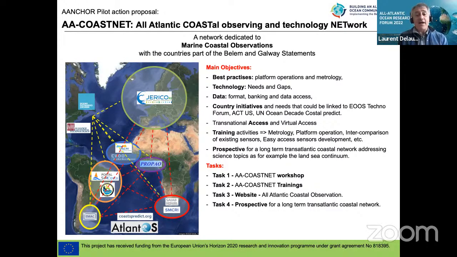Training activities as well about methodology, platform operation, intercomparison of existing sensors, easy access sensors development, etc. And as well discuss perspectives for a long-term transatlantic coastal network, addressing science topics as, for example, the land-sea continuum.